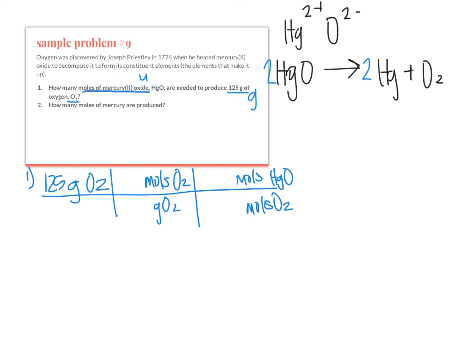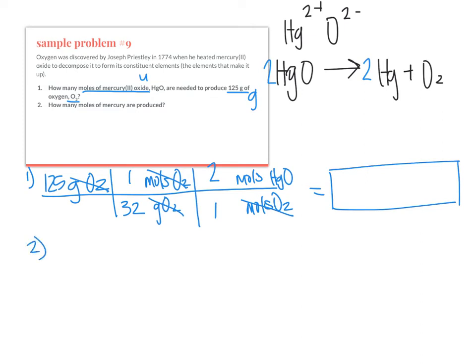We know the conversion factor between moles and grams is the molar mass. So the molar mass of oxygen gas is 32, and that equals 1 mole. Always, the molar mass always equals 1 mole. And then we use the balanced equation to figure out 1 mole of oxygen gas equals 2 moles of mercury oxide. Grams of oxygen cancels, moles of oxygen cancels. We're left with moles mercury oxide, which is what we wanted. So you tell me the correct answer.